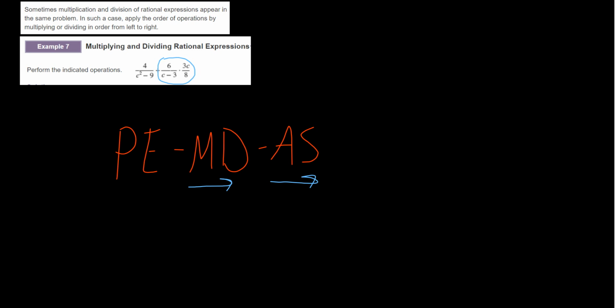So obviously for PEMDAS you do parentheses, exponents, but then when you have multiplication and division, just do it from left to right. That's what I show with the arrows there. And then when you have addition and subtraction, just do it from left to right. Left to right means looking at the problem and just working left to right. So let's do that. Hopefully that's not too confusing.